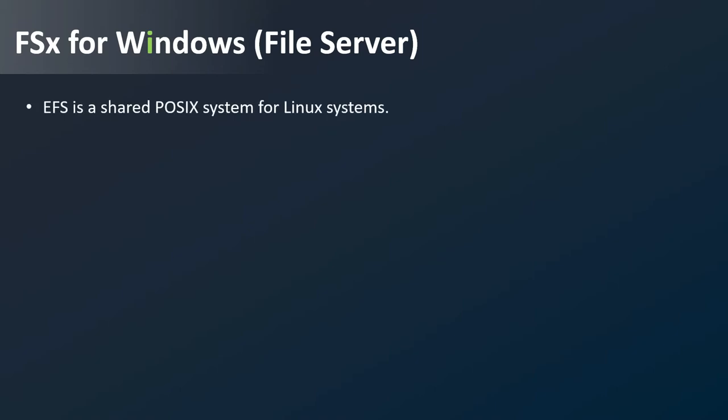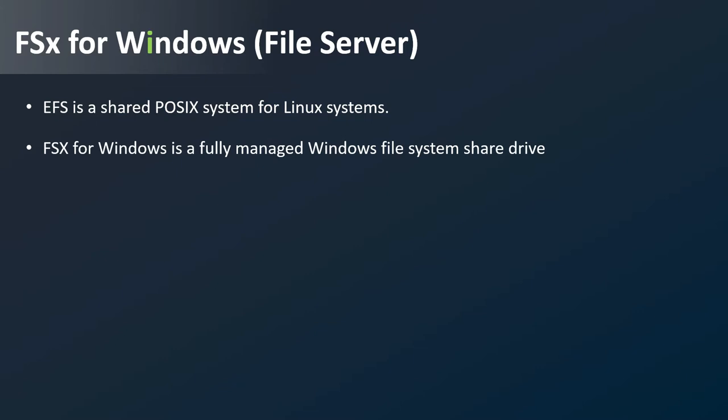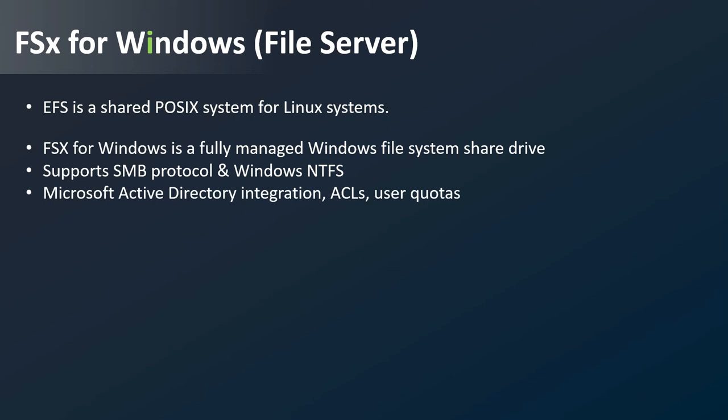So EFS was to give a shared POSIX system for Linux systems. And FSx for Windows is similar, it is going to give you a fully managed Windows file system shared drive, accessible for your Windows computers and also Linux computers. It supports the SMB protocol, as well as Windows NTFS, and it has Microsoft Active Directory integration, ACLs, and user quotas. So it gives you a file system that is shared for all your Windows machines easily. But you can also mount it on a Linux EC2 instance, so it works both for Windows and Linux, but remember this is a Windows file system.